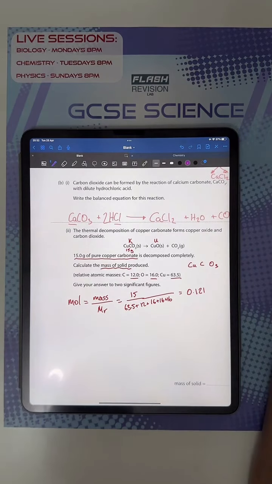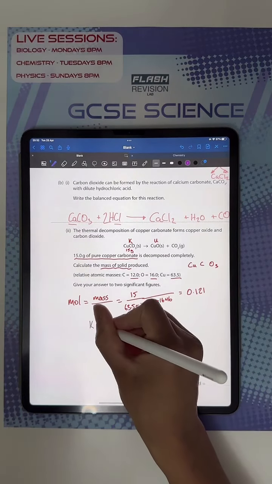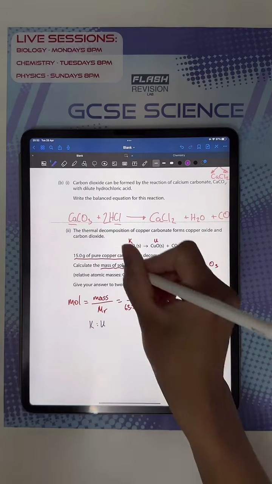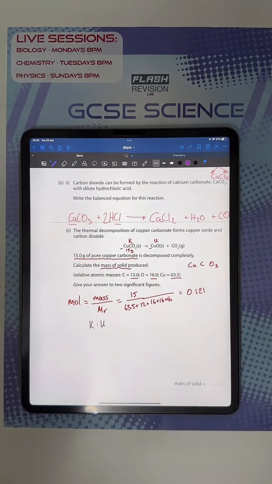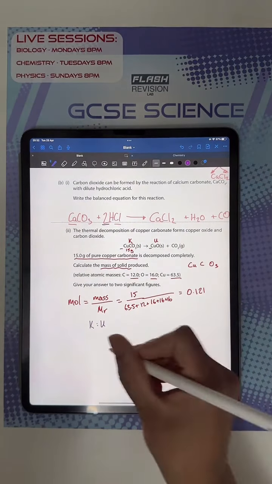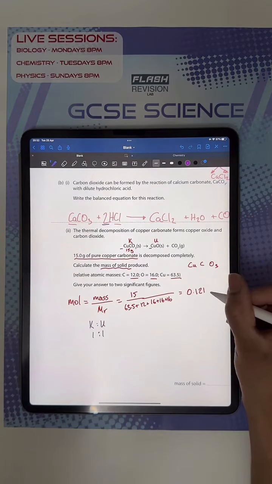Third step is the ratio. What ratio do we have here, guys? Known to unknown. Remember, we want the ratio of the known to the unknown. We just want the numbers in front. 1 to 1, exactly. No number here. No number here. There's no balancing numbers in any of these. It's not like there's a 2 here. It's just 1 to 1 to 1. So it actually makes it really easy. It's a 1-to-1 ratio.